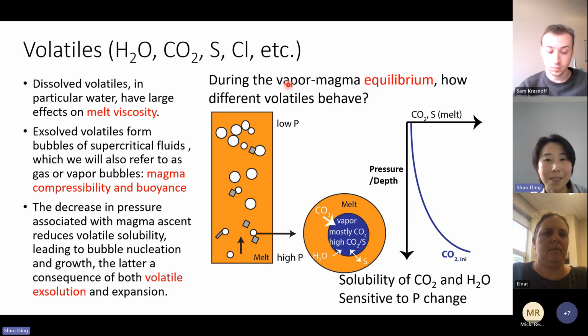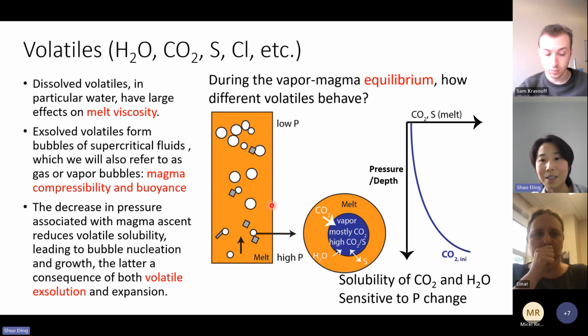During this whole process, different volatiles behave quite differently. But one of the key concepts here is volatile solubility. That really decides at what pressure and how much of different volatiles exhaust from the magma and go into the vapor phase. This solubility concept applies particularly well to CO2 and water. Sulfur is slightly different, which I will talk about later. Basically, solubility is the maximum amount of CO2 or water that can be dissolved in the magma.